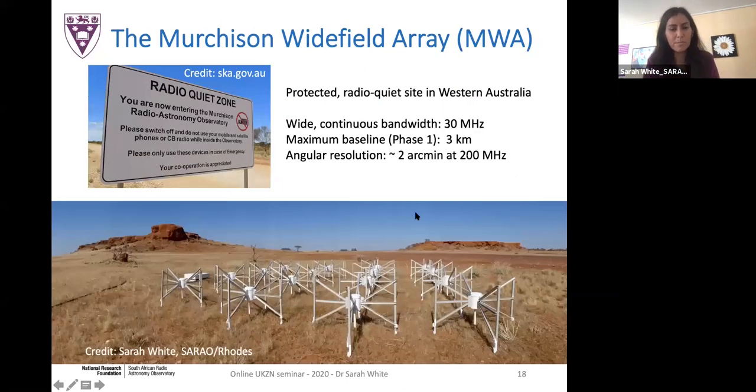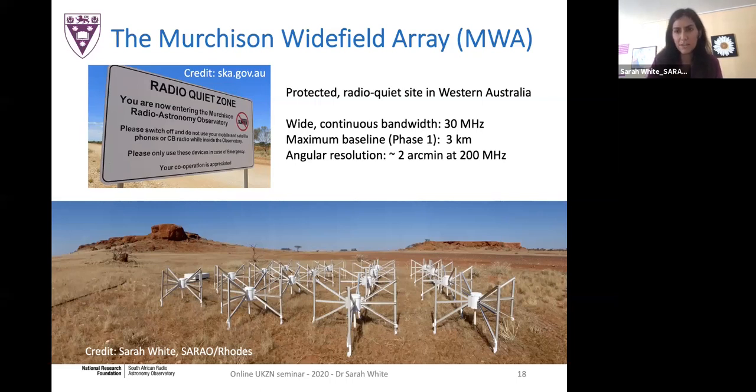And for this work, we make use of the Murchison Widefield Array, which, as I mentioned before, is located in the Western Australian desert. The data that we've used for this particular project came from the phase 1 configuration. This had a maximum baseline of 3 kilometers, which gave us a typical resolution of around 2 arc minutes at 200 megahertz.